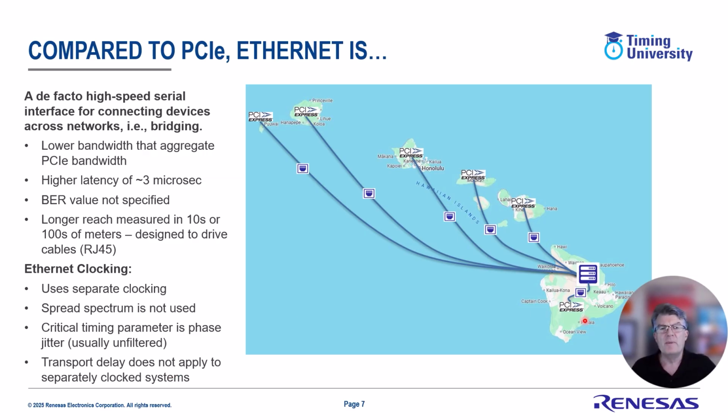So here I've got the islands of Hawaii, and we have PCI Express on each island. So all the communication within each island is taken care of by PCI Express. And then on the main island, the big island of Hawaii, we have an Ethernet switch. So this system connects to Ethernet, and then the switch sits here and is connected to all the other islands. And so that's how all of these would communicate with each other. That's the analogy that I've got. I think it represents the essential differences between the two.